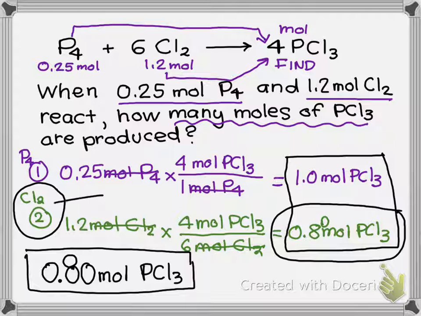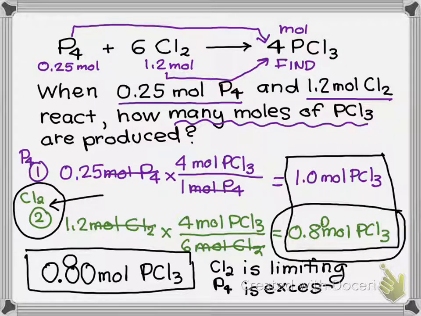Now, whichever reactant produces the smaller amount, that is the limiting reactant, because once it hits 0.8 moles, it's going to be gone. And then the other one, the P4, is in excess, and the one that's in excess will remain in the container. Now sometimes it asks how much remains, and I have problems in the class lessons that go over those particular examples. In this particular video, I want to get the conceptual idea of limiting reactant.